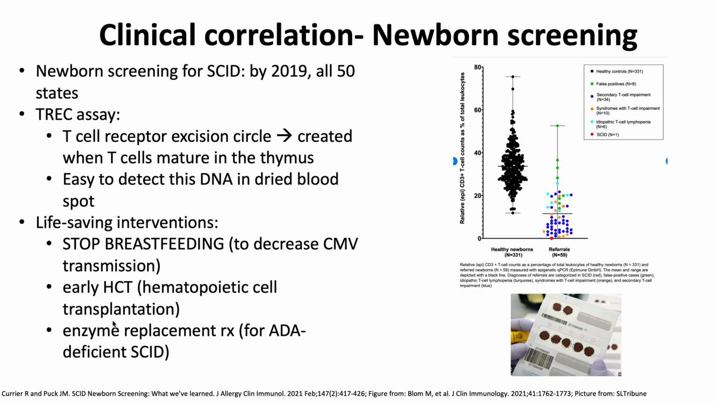There are some life-saving interventions when a baby is found to have SCID. One is to stop breastfeeding right away because this will decrease the transmission of CMV, which can cause severe disease. The other is to perform an early hematopoietic stem cell transplant. And lastly, there are some enzyme replacement therapies, particularly for the ADA version of SCID.